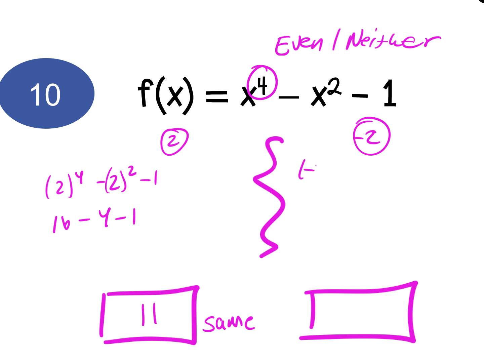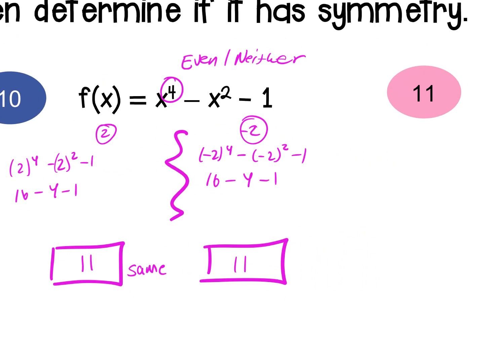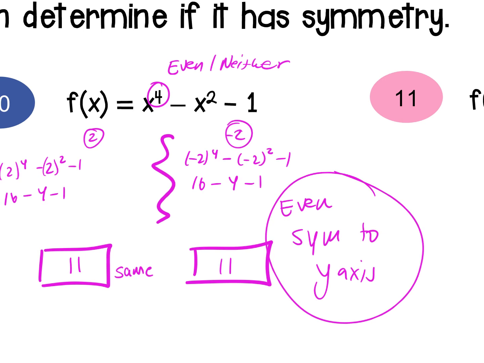All right, so now I have negative 2 to the 4th power minus negative 2 squared minus 1. What's negative 2 to the 4th power? 16 minus negative 2 squared, 4, minus 1. What's 16 minus 4? 12 minus 1 is 11. Are these answers the same? Yes. So this is an even function, and it's symmetric to what? To the y-axis. Awesome.